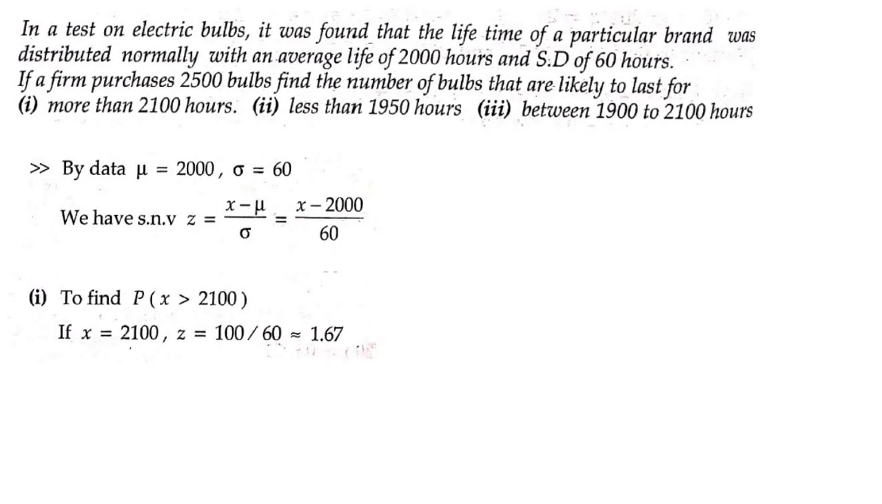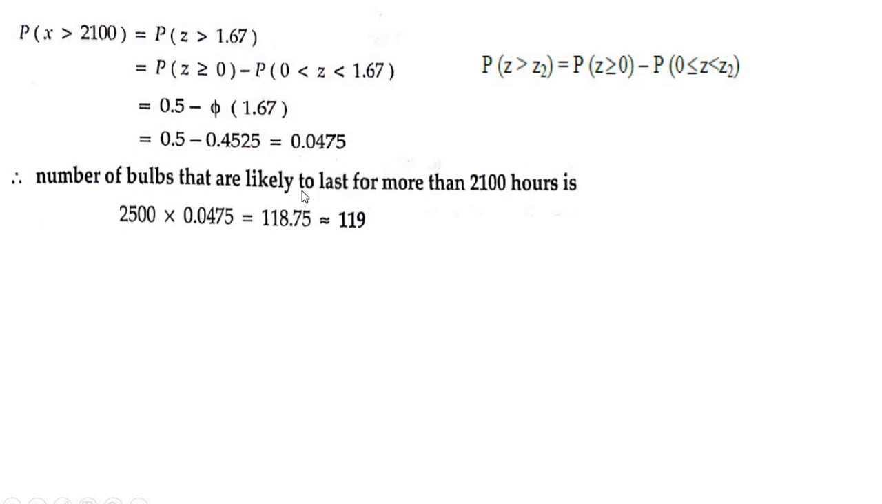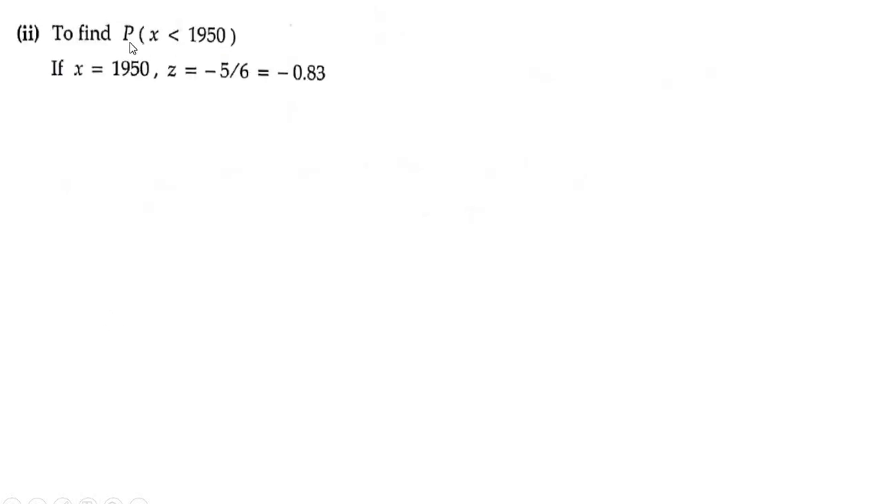We already have a table in my previous video, so please go through that and find 1.67. So you get 1.6 plus 0.07 you have to check with. You get 0.4525, subtracted from 0.5, you get 0.0475. Therefore the number of bulbs likely to last more than 2100 hours is 2500 into the answer you have obtained. Each answer you have to multiply with 2500. So we'll move on to the second sub question.